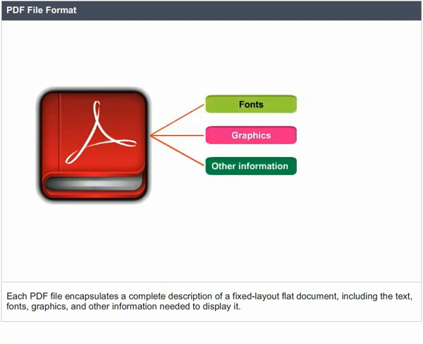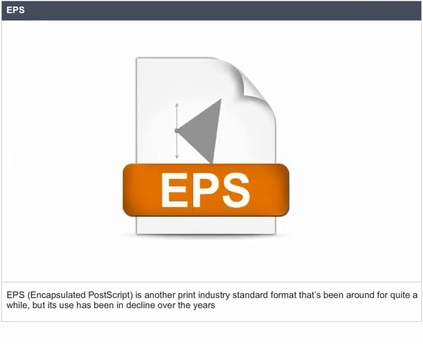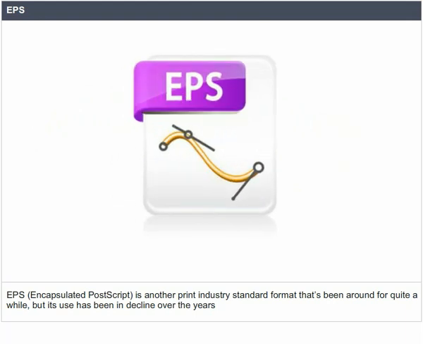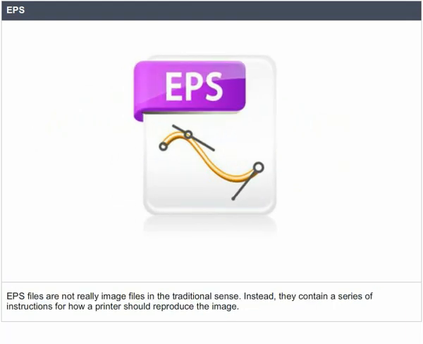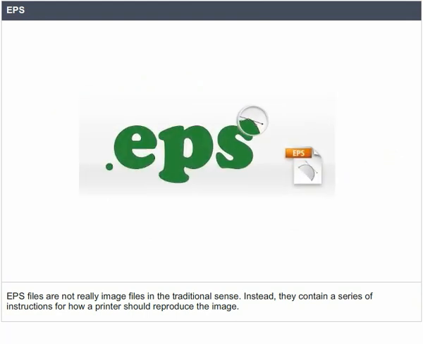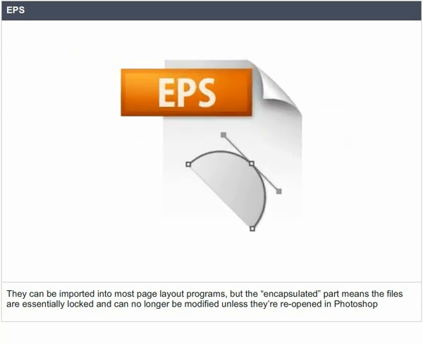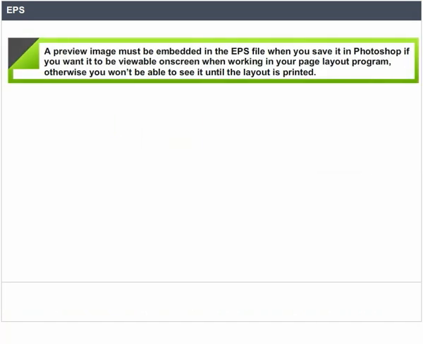EPS, Encapsulated PostScript, is another print industry standard format that's been around for quite a while, but its use has been in decline over the years. EPS files are not really image files in the traditional sense. Instead, they contain a series of instructions for how a printer should reproduce the image. They can be imported into most page layout programs, but the encapsulated part means the files are essentially locked and can no longer be modified unless they are reopened in Photoshop. A preview image must be embedded in the EPS file when you save it in Photoshop if you want it to be viewable on screen when working in your page layout program.